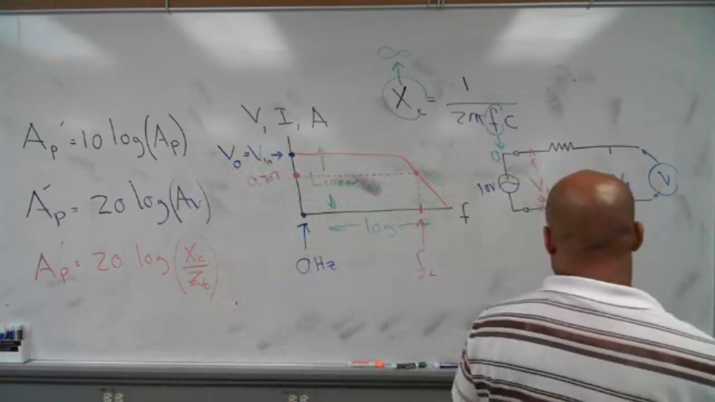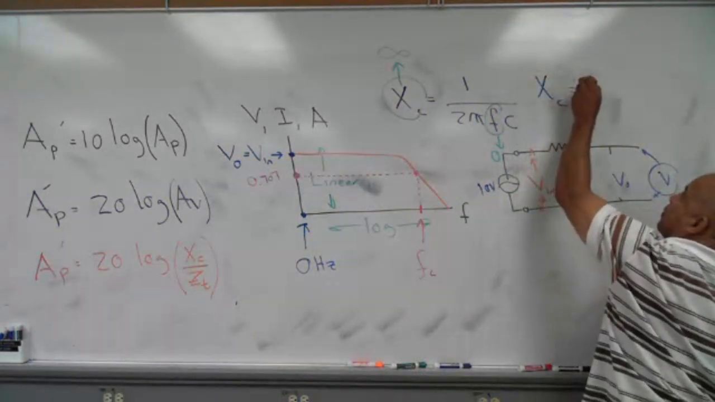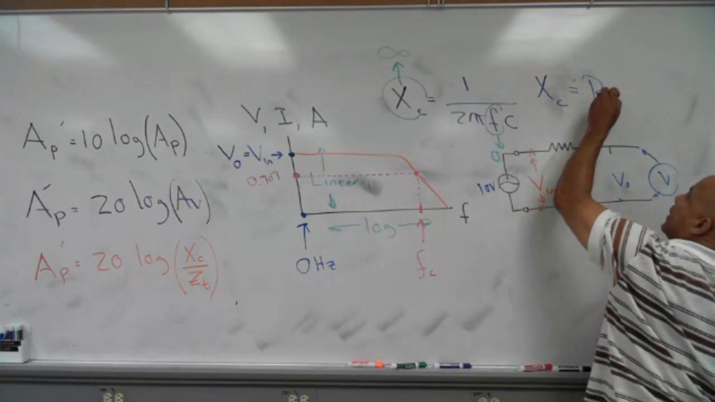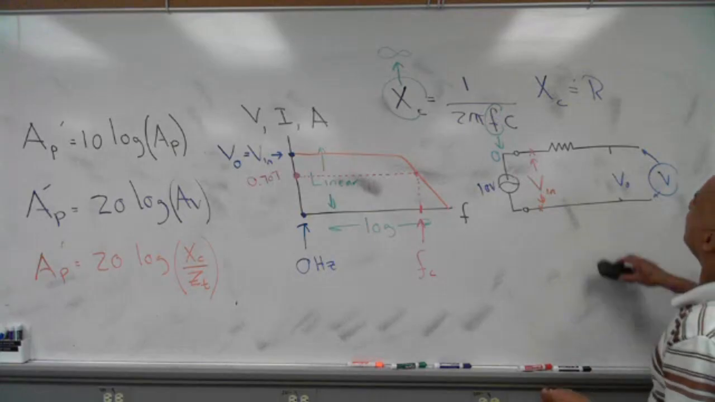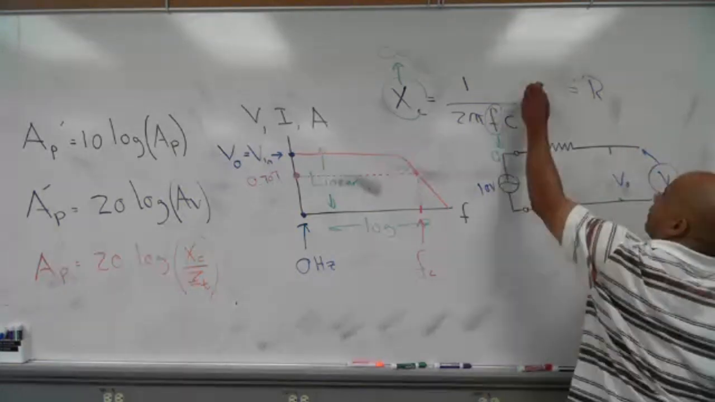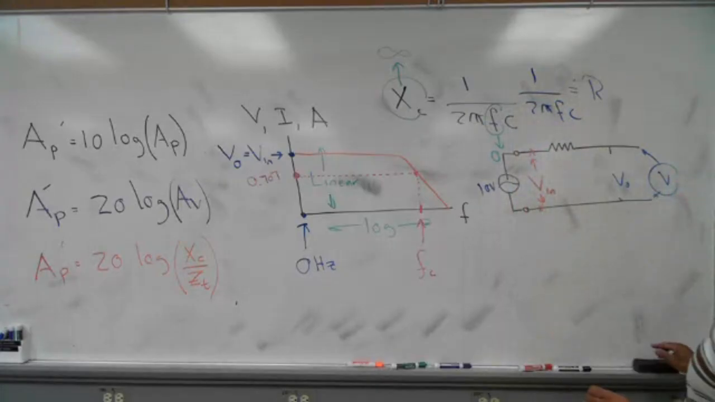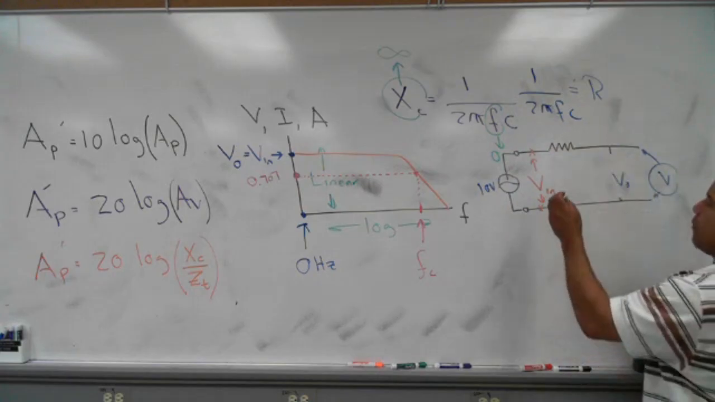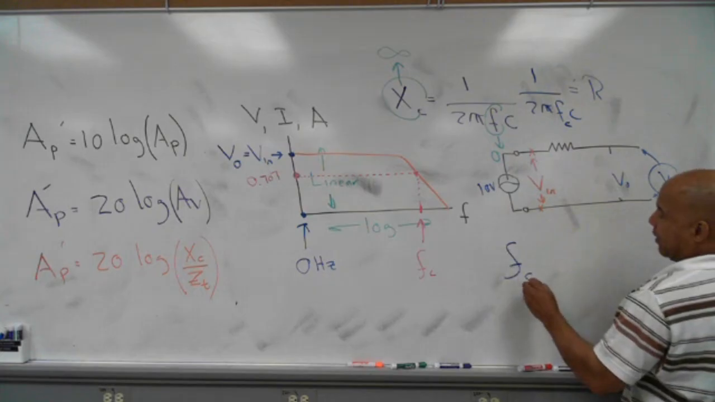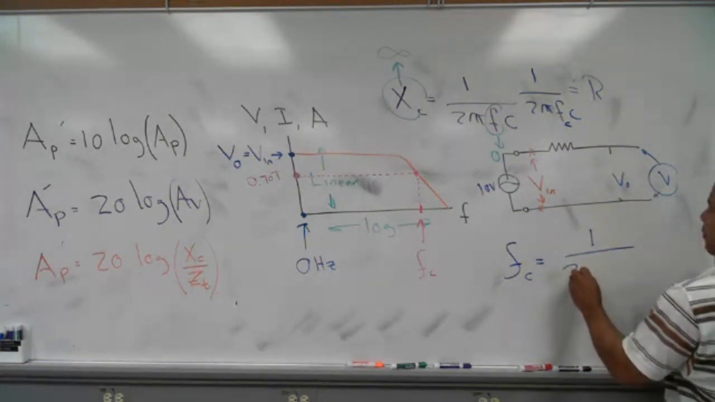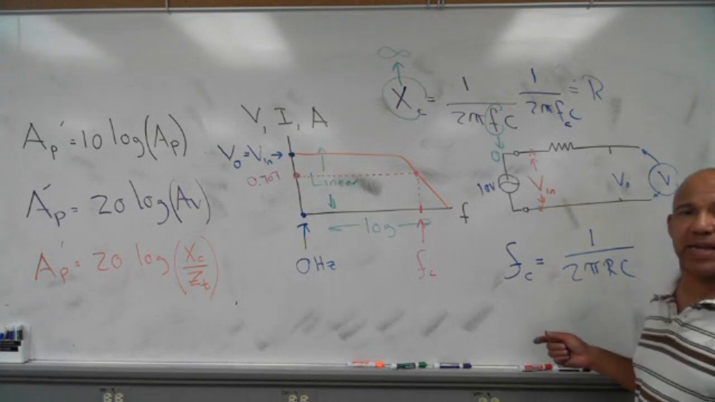We said the critical frequency, by definition, happens when XC equals XL equals R. And so we went through the math. I know what XC is going to be: 1 over 2 pi F C. And if I'm calling that the critical frequency, I can put a C there. Then when I solve this, I get the critical frequency is equal to 1 over 2 pi RC. So that's another formula. We derived that last time.